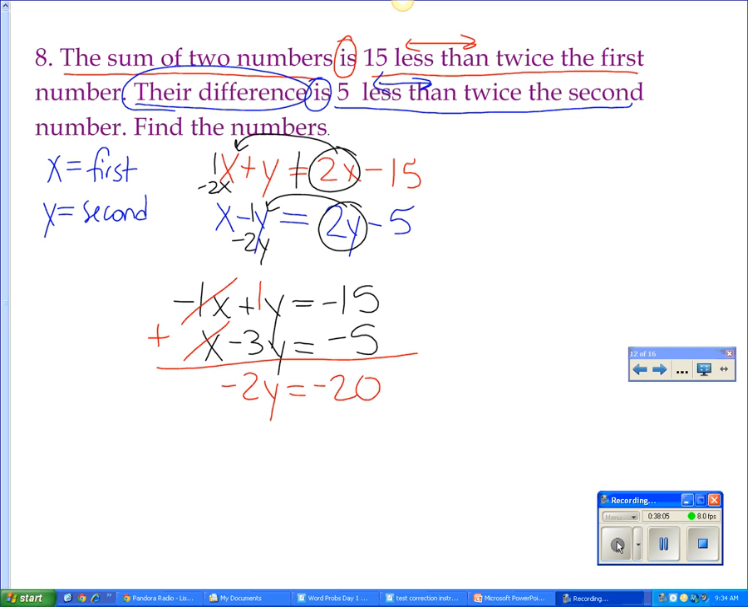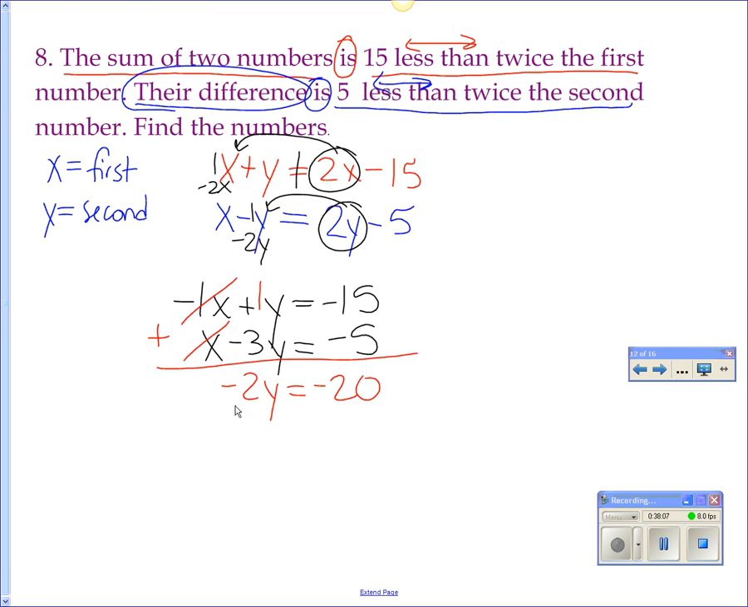What do we need to do right here, guys? And so y is 10. Y is 10. Okay, it says find the numbers. We have to find both of them. This is actually one, look up here. We've never done this before.